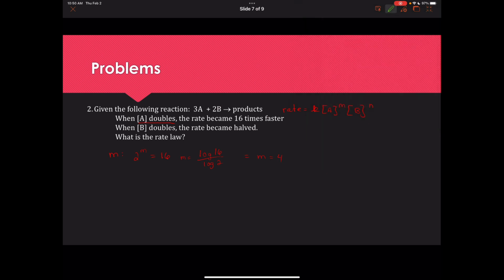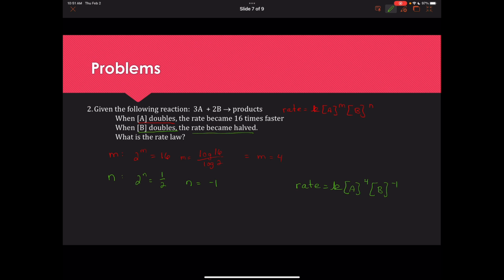For B, to determine N, B doubles. The rate became 1/2. So that means my N value is -1. So my rate law here says my rate equals K times the concentration of A to the 4 times B to the -1. So here we're just looking in general at how doubling or tripling or cutting things in half is going to impact that rate, and then we're using that to identify the rate law.